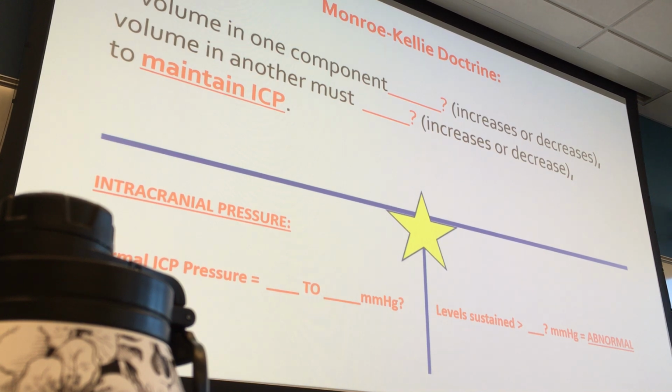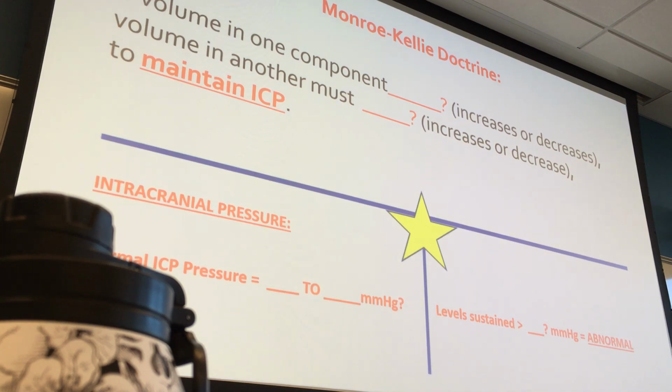Normal ICP is 5 to 15. Real easy numbers to remember, okay? Once again, you're never going to have a question that says, is the patient's ICP increasing, and they give you the number 16, okay? That's not going to happen. It's never going to be that fine of a line. I just want you to think of 5 to 15 as normal ICP.